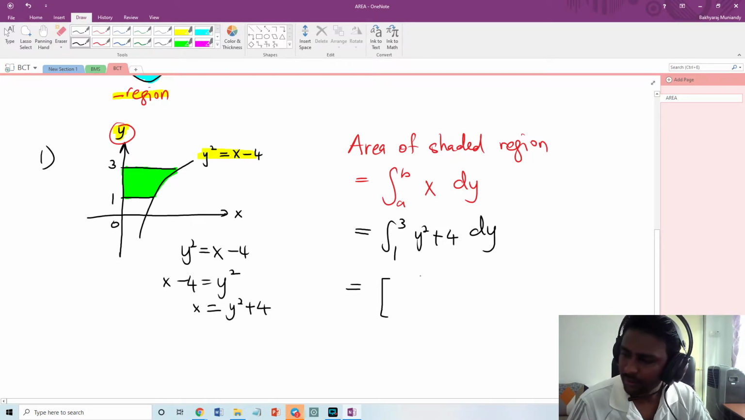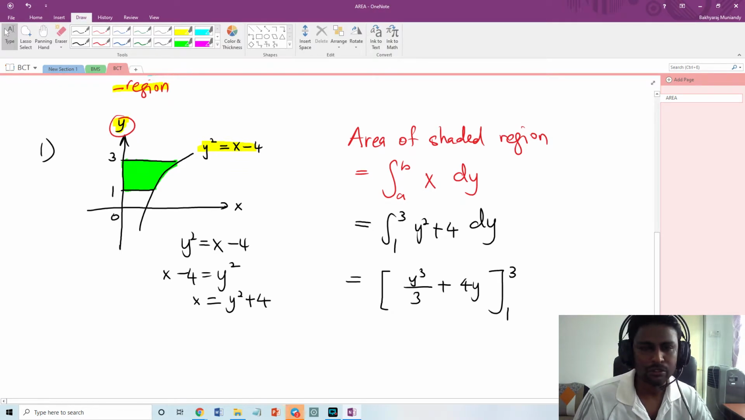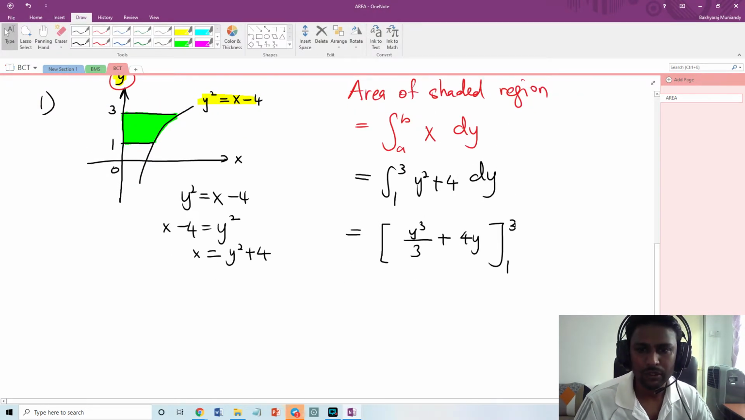Y square. We integrate. Yeah, correct. Y power of 3 divided by 3 plus 4y. Very good. 4y and the limit is 1, 3. So now we're going to substitute. Okay, so substitution will be equal.